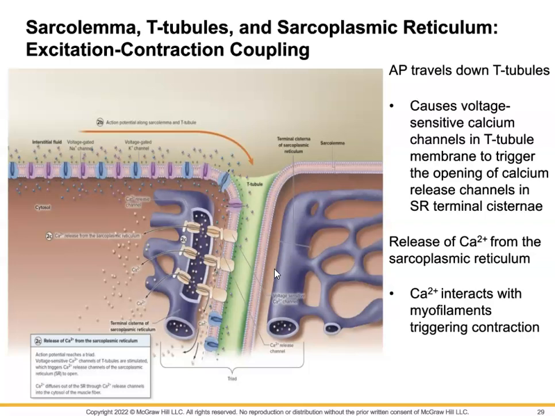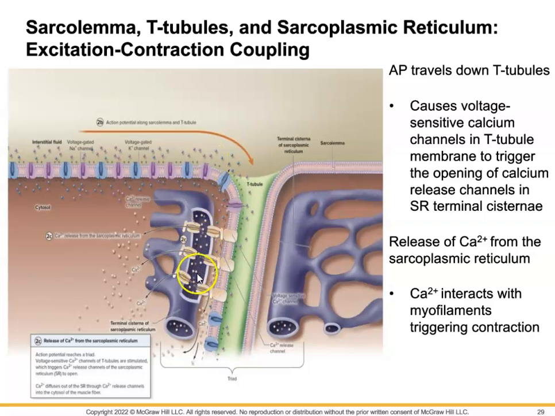Okay, so when that action potential reaches the triad, that is the T-tubule and the 2 terminal cisternae, it stimulates the conformational change. That simply means change in shape of voltage-sensitive calcium channels within the T-tubules. Now, once these change, it changes the shape of these little channels in the sarcoplasmic reticulum. Well, that's basically opening the calcium gates.